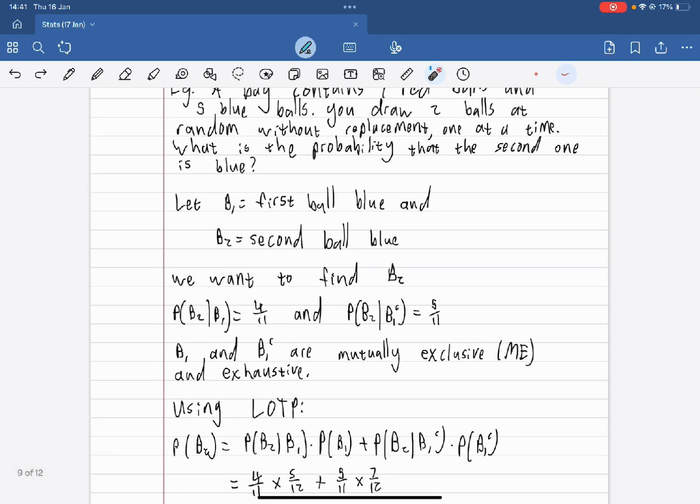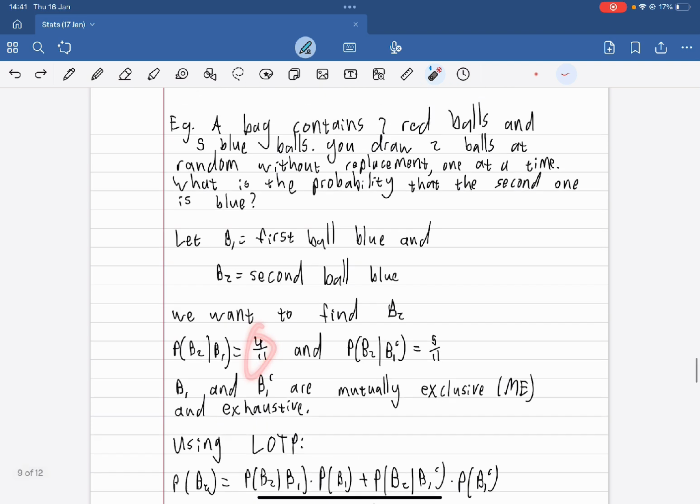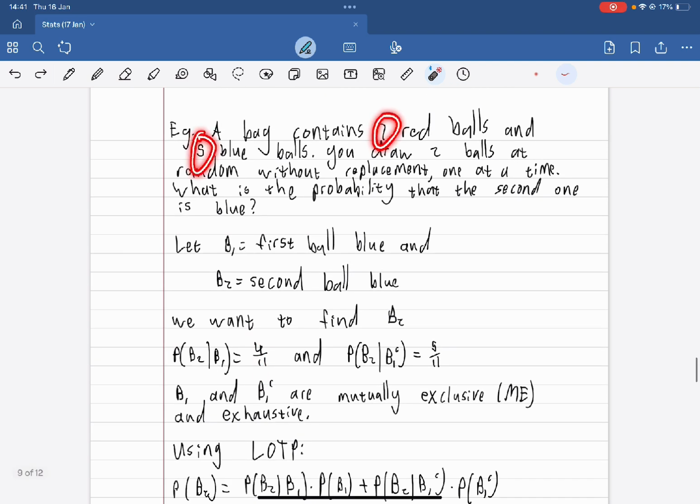We know that the probability of B2 given B1, so the probability of the second ball being blue given that the first one is blue, is 4 out of 11, because altogether there are 12 balls if you add 7 and 5, but now the first one was blue. So now there are only 4 blue balls left out of 11, so that's why it's 4 out of 11.